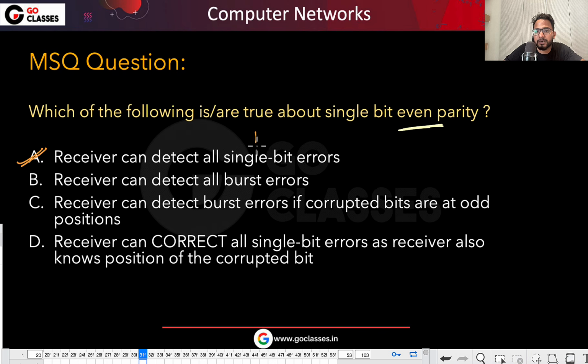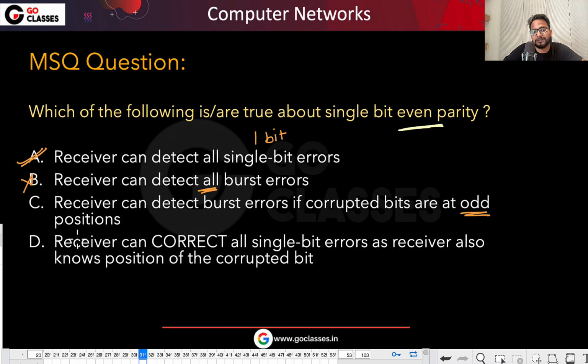Single bit error means 1 bit error. Receiver can detect all burst errors. Burst error means it could be 2 bit, 3 bit, 4 bit, 5 bit, or any more than 1 bit. So obviously no, not all. In burst errors, only the errors of 3 bits, 5 bits, 7 bits, like that, can be detected. Next, the receiver can detect burst errors if corrupted bits are at odd positions.